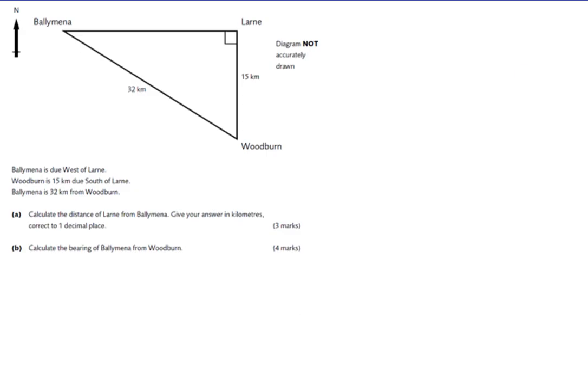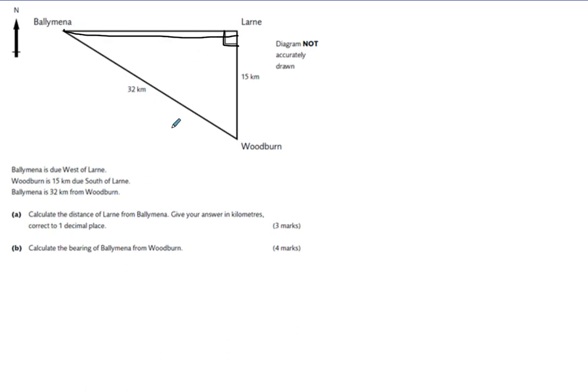Okay, B is due west of L. So that's west there. W is 15 kilometers due south of L. And B is 32 kilometers from W. Okay, and you can tell we've got a right angle triangle there. Calculate the distance of L from B. So we need to calculate that distance there.